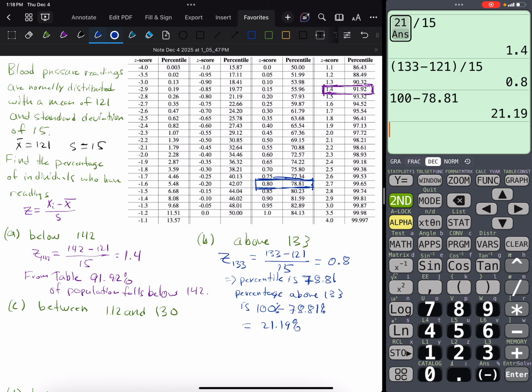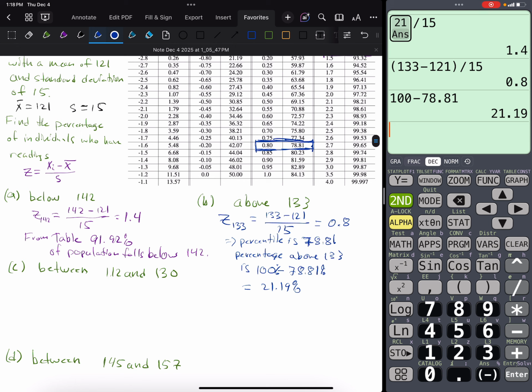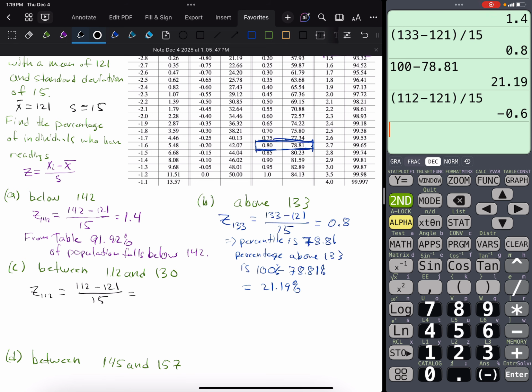Okay. Now let's change it a little bit more. Let's think about between two different values. So let's find between 112 and 130. Well, I'm going to need a z-score for each of those. So I'm going to need a z-score for 112. So I'm going to need my z112, and that'll be 112 minus 121 divided by 15. That'll give me a negative 0.6.